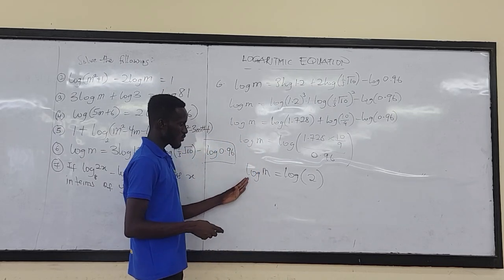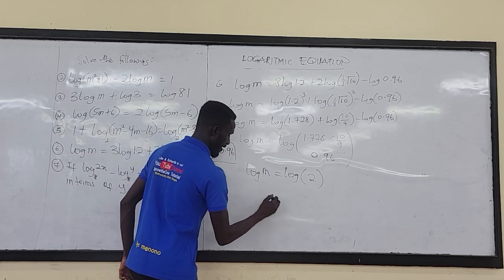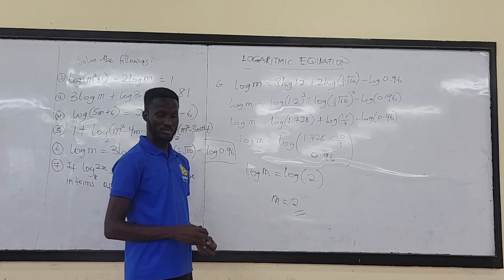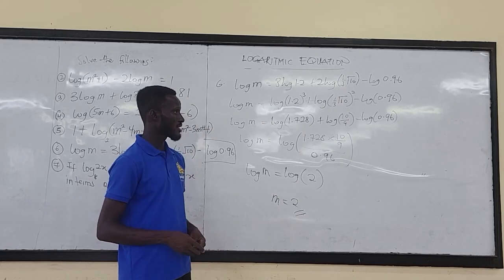Now at this point, this one is log, this one is log. We take the answer for both sides. We're going to have n is equal to what? n is equal to 2. So that is the answer. Very simple as that. That is the answer.